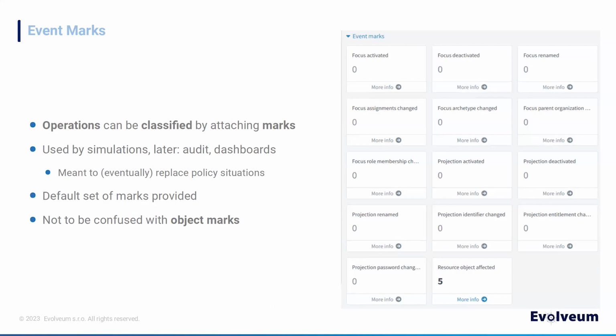When installed, midPoint comes with a default set of marks. However, these can be fully customized by adding those you need, removing those you don't need, or replacing or adapting any of them. Just a note, these marks should not be confused with the object marks that are currently used for shadows. We have seen some of the object marks like protected object or do not touch. It is quite simple. Object marks are attached to objects in quite a permanent way, sitting there until removed. And event marks are related to events, like flashes that occur to those objects.